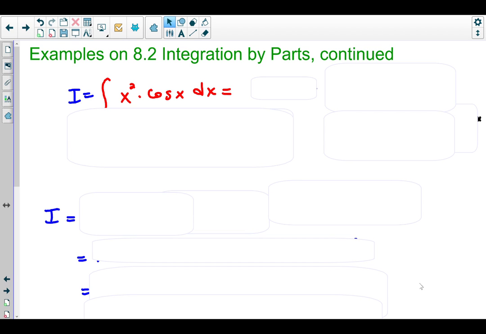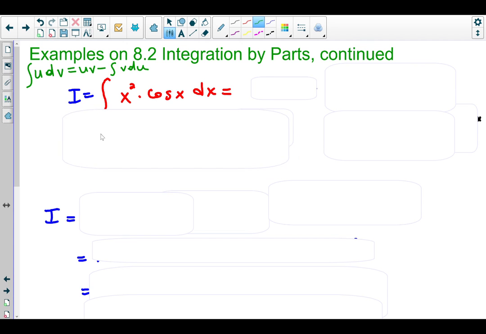Hi everyone, welcome back. In this segment, we are continuing on solving examples using integration by parts. In the first segment, we had derived a formula and we've been using it. So for problems that can be written of the form integral of u dv, the formula was uv minus integral of v du. So here's another example where we're going to integrate x squared times cosine x. And this is an example to show you that you can use integration by parts repeatedly.